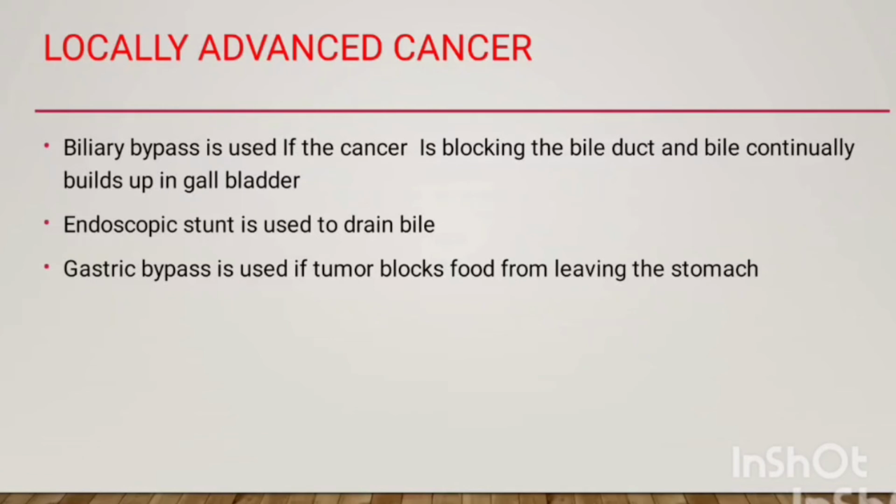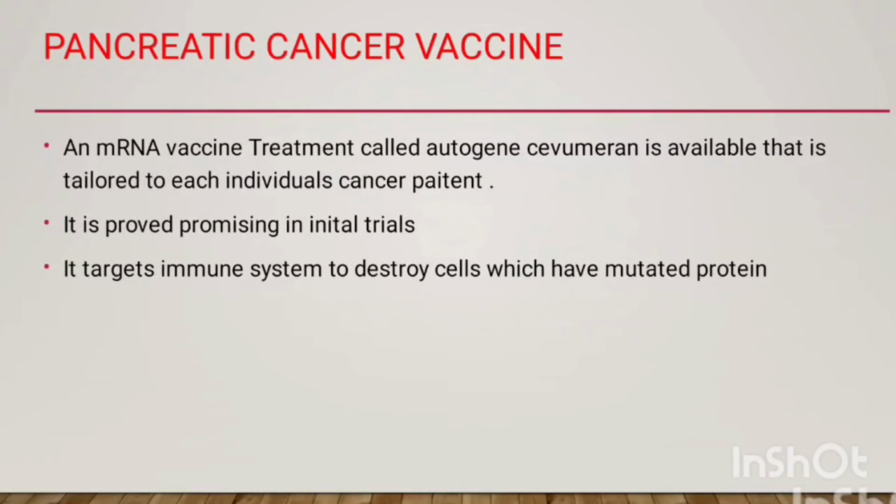We have a pancreatic cancer vaccine available as well. An mRNA vaccine treatment called autogene cevumeran that is tailored to each individual cancer patient. It is very promising in its initial trial. It targets the immune system to destroy cells which have mutated protein.